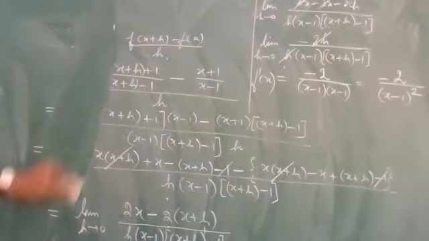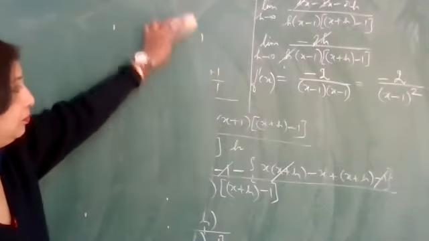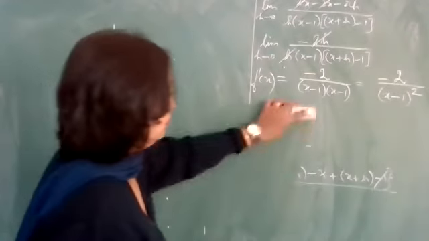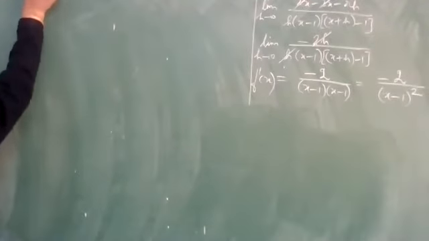Now we are coming to miscellaneous exercise. So first question is using first principle. So you have to do it yourself. Very simple questions are there. And let's come to question number, we are taking fourth question.